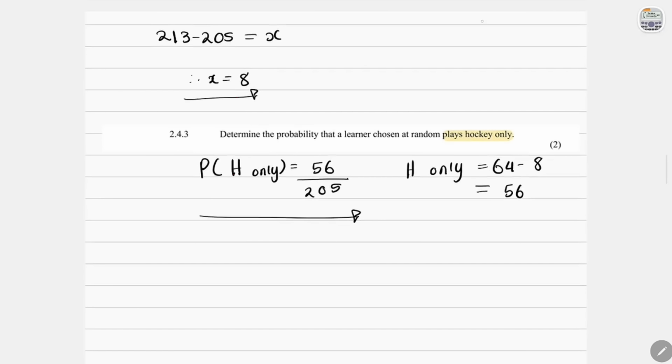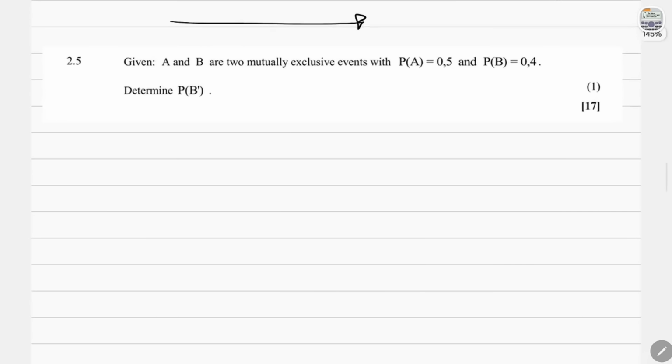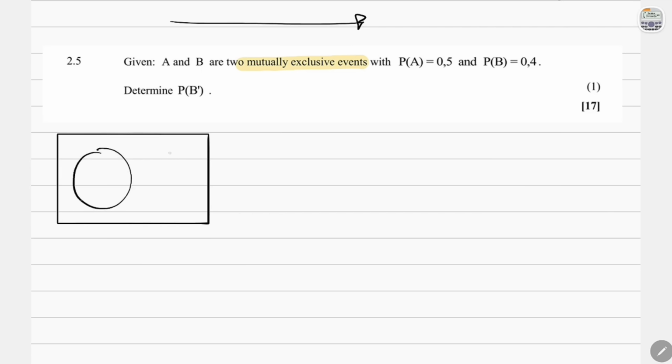Moving on to the next question. Question 2.5 says, given A and B are two mutually exclusive events, the probability of A is 0.5 and the probability of B is 0.4. We need to determine the probability of not B. So if you looked at it on a Venn diagram, just to understand, we don't have to do this though, but just a quick Venn diagram. When we have A and B, they are mutually exclusive, so they do not intersect. They said the probability of A is 0.5 and the probability of B is 0.4.